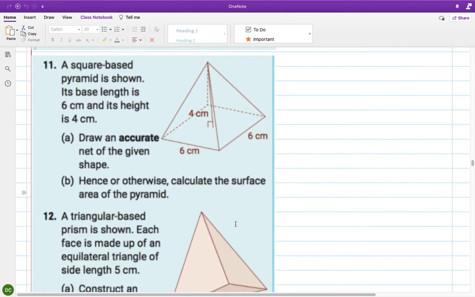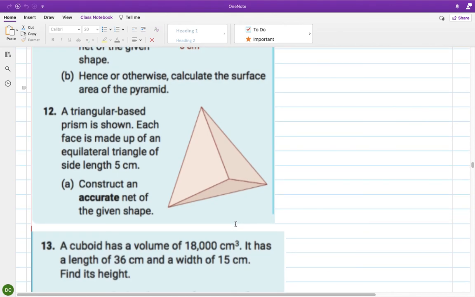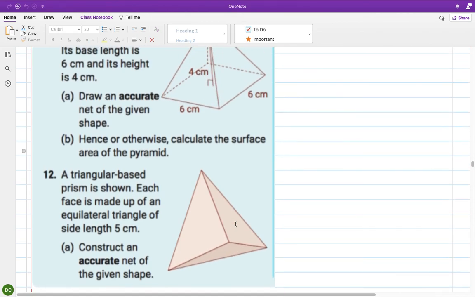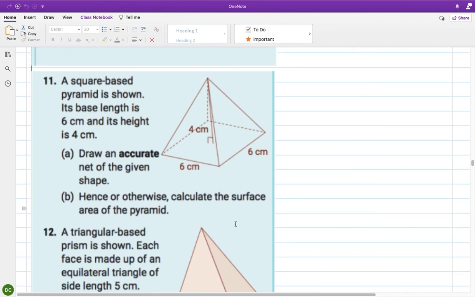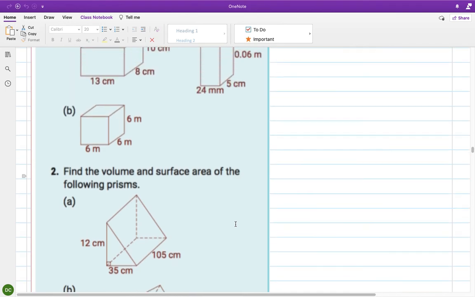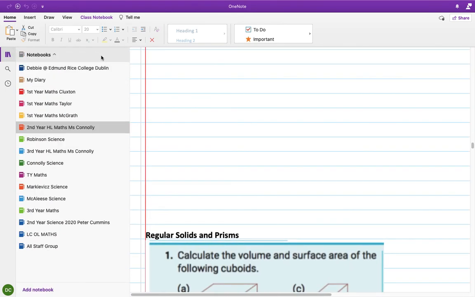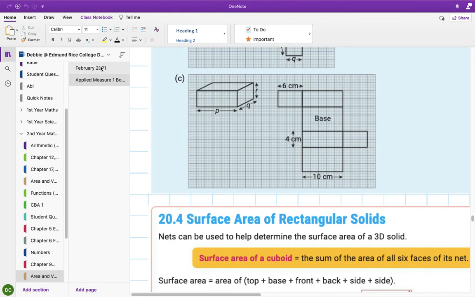Oh, look. A triangular base prism is shown. Each face is made up of equilateral triangles of 5 centimeters in length. Construct an accurate net of the given shape. Oh, that's constructing triangles. So we haven't actually done construction, so I might leave that. Somebody remind me of that when we're doing constructions, will you?